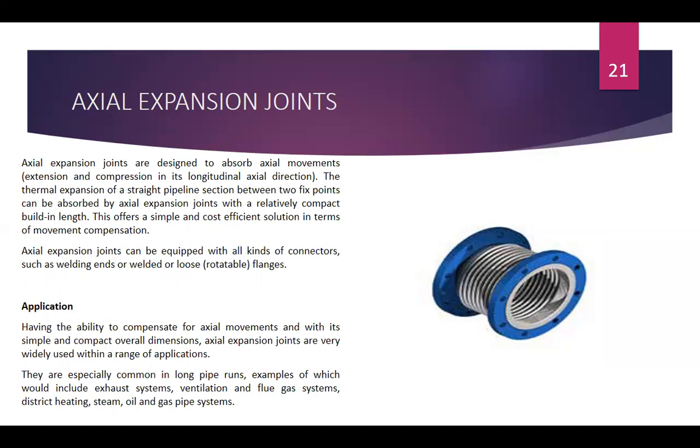So axial expansion joints can be equipped with all kinds of connectors such as welding ends or welded or loose rotated ball flanges. For the application, having the ability to compensate for axial movement and with its simple and compact overall dimension, axial expansion joints are very widely used within a range of applications. So they are especially common in long pipe runs, examples of which include exhaust systems, ventilation and flue gas systems, district heating, steam, oil, and gas pipe systems.